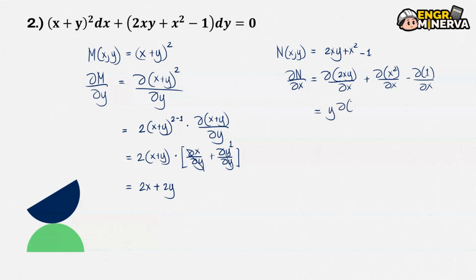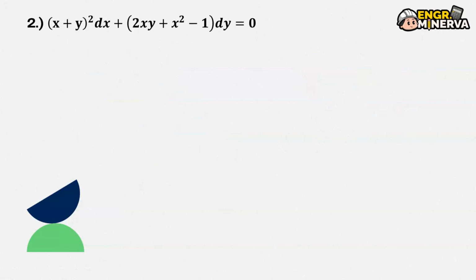Then we have the derivative of 2x plus the derivative of x squared, that would be 2x. This would be 0. And the final answer would be 2y plus 2x. So it means the differential equation is exact. Since it is exact, we can now solve for our solution value f(x, y).